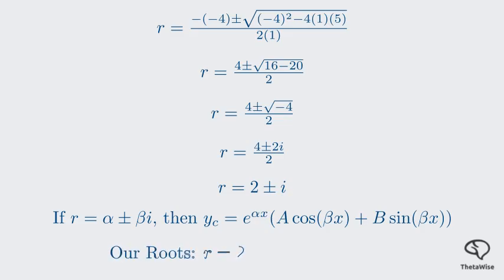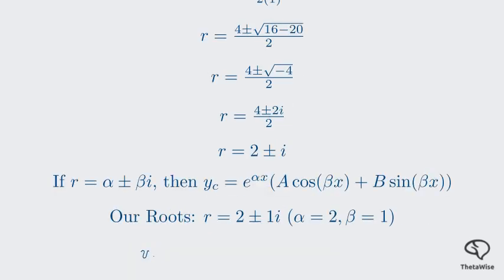In our case, alpha is 2 and beta is 1. So our complementary solution is e to the power of 2x times the quantity a cos x plus b sin x. Remember, a and b are arbitrary constants. We've completed the first step and found the complementary solution.